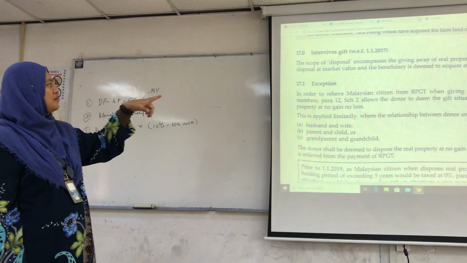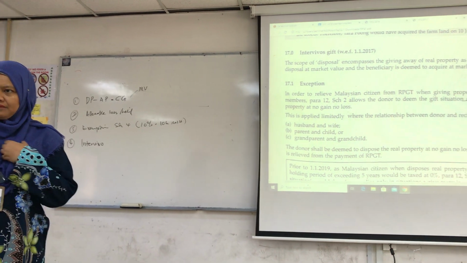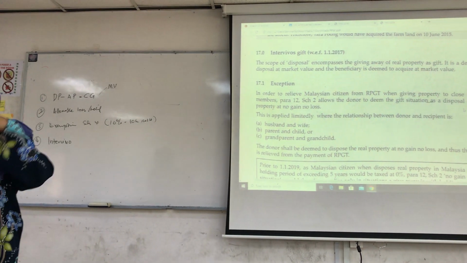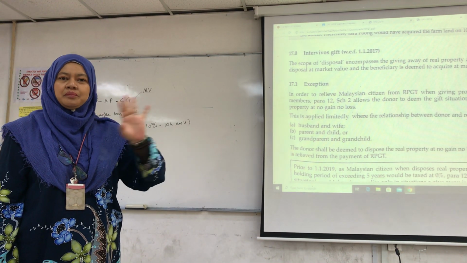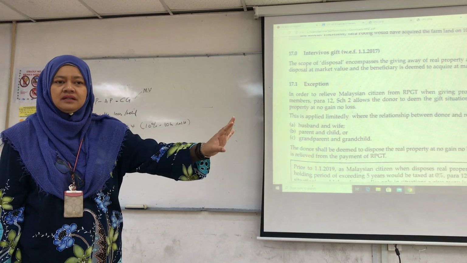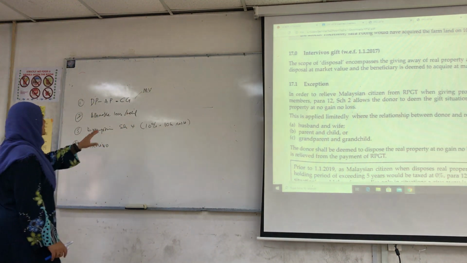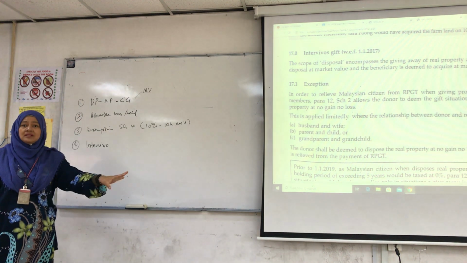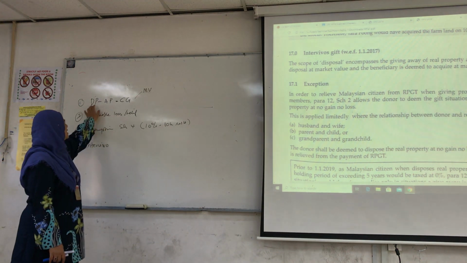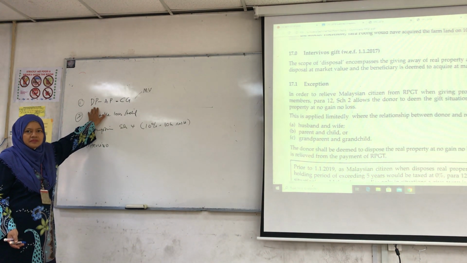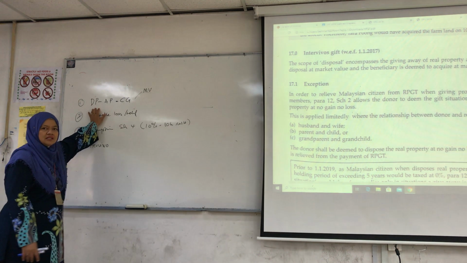So it's a deemed disposal at market value and the beneficiary is deemed to acquire the asset at market value. For example, I have a property and I give it to my best friend as a gift. In that case, there's no disposal value. But because whenever there's a disposal I'm subject to RPGT, I need to compute. So I have to take my disposal price at market value. Whatever the market value of that property at that date will be my disposal price.